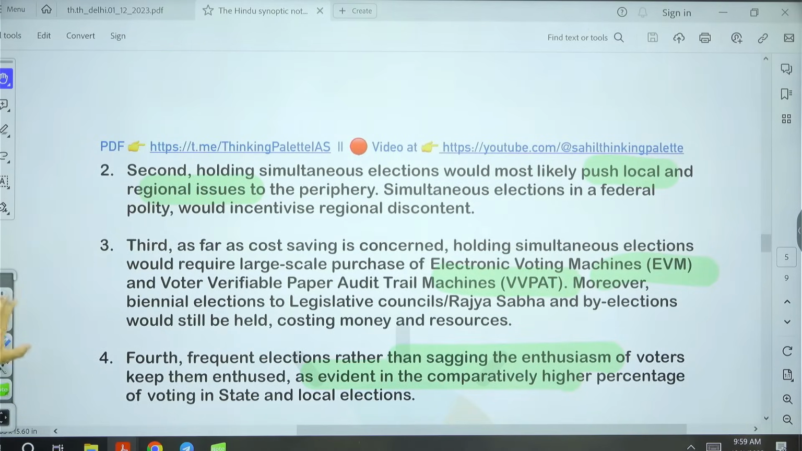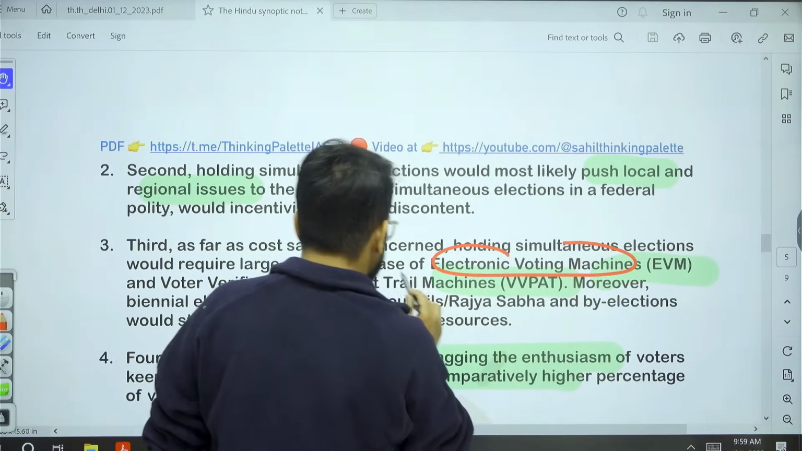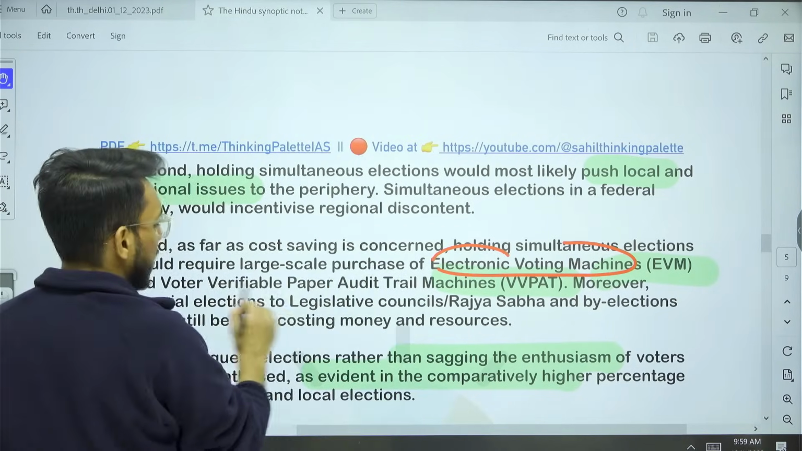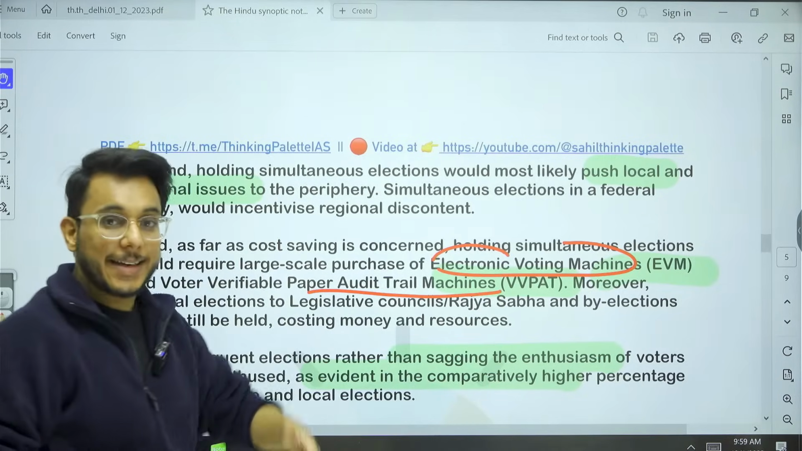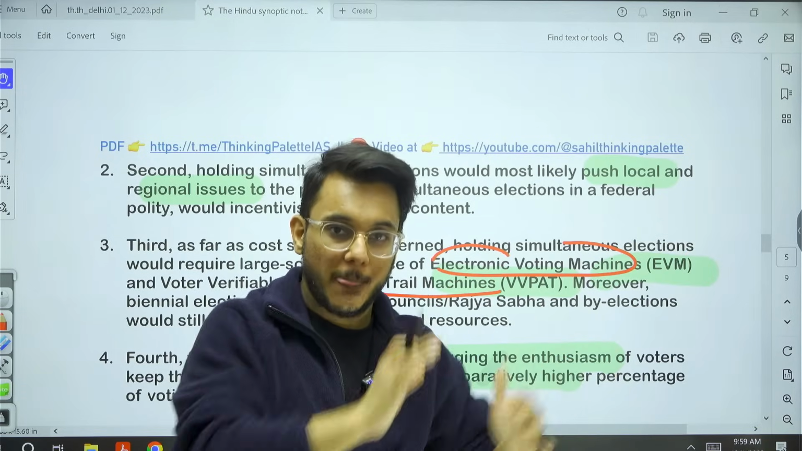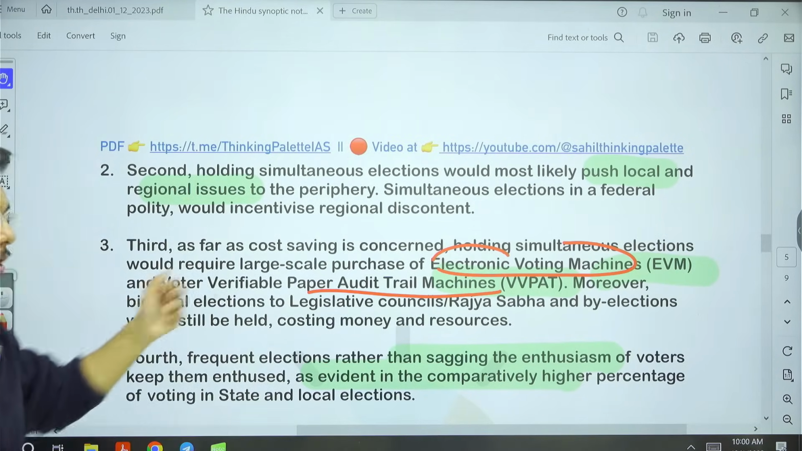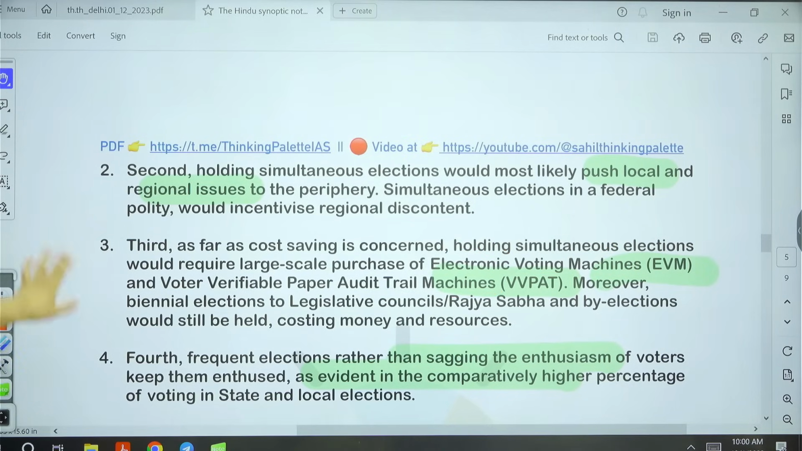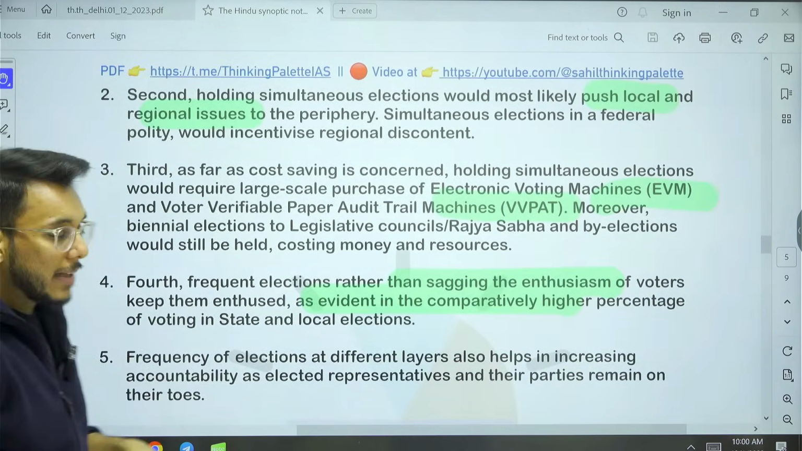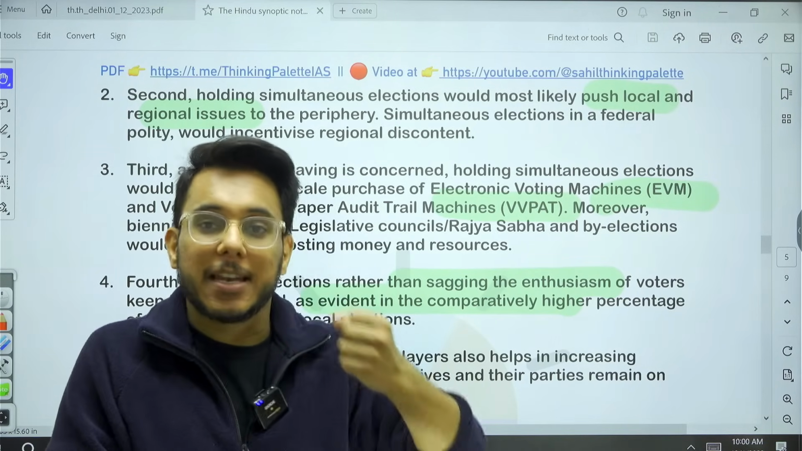Already we discussed that. Then thirdly, guys, we need to procure a large number of EVMs and VVPATs, voter verifiable paper audit trail machines. Right now they are being used and moved from one part of the country to another. But with simultaneous elections, a large number of these machines have to be procured, which will involve more expenditure. Then it is said that, earlier we have seen that it creates fatigue in the voters when elections are held every so often.